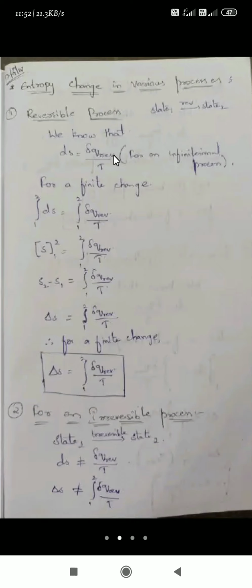This is all known to you: dS equals del Q reversible by T, for an infinitesimal process. When you write this for a finite change, you have to integrate both sides. Integral of dS equals integral from 1 to 2 of del Q by T, and the integral of dS is S with limits, S2 minus S1, which is delta S. So delta S is equal to the integral from 1 to 2 of del Q reversible by T. This is for a finite change. This is how you give the expression for the entropy change when moving from state 1 to state 2 along a reversible pathway.